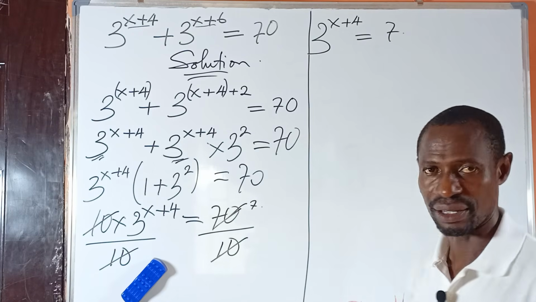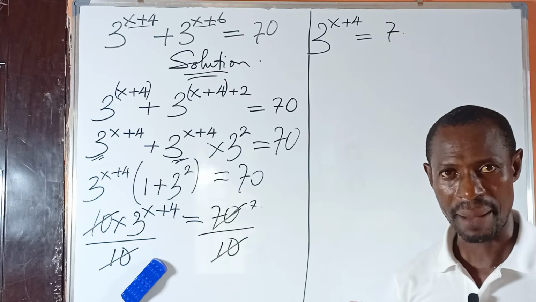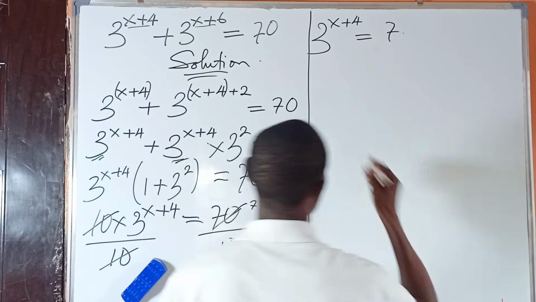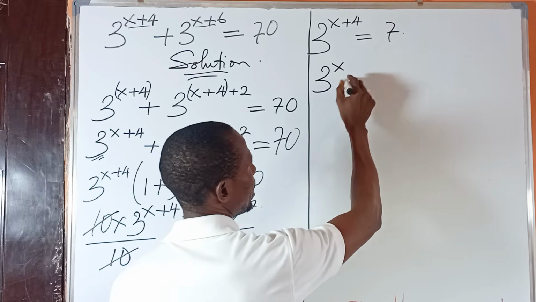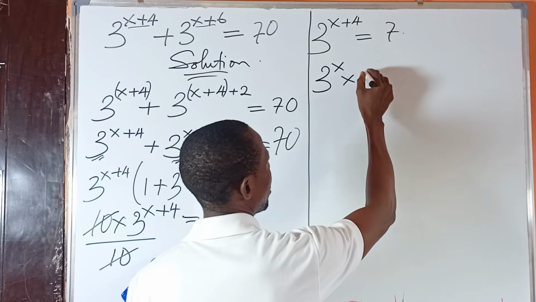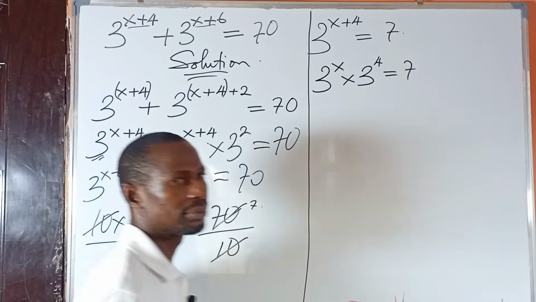But let's go ahead and rewrite this power here, applying the first law of indices I read the other time. So we're going to have 3 to the power of x, times 3 to the power of 4, equal to 7.